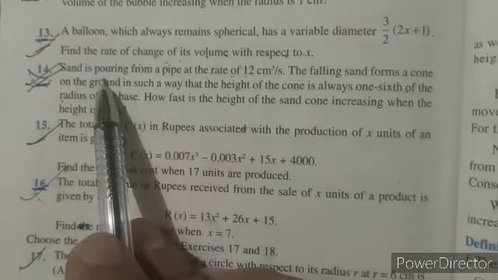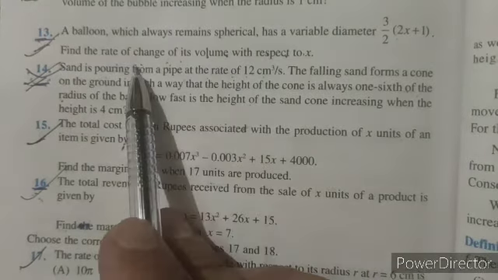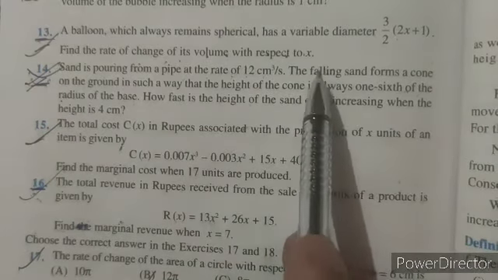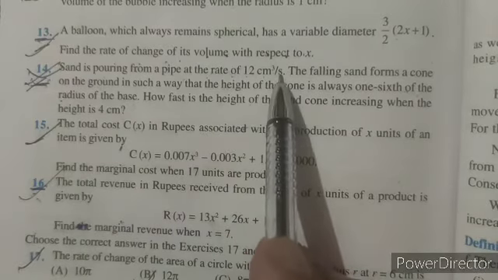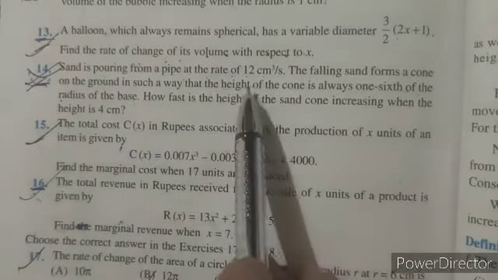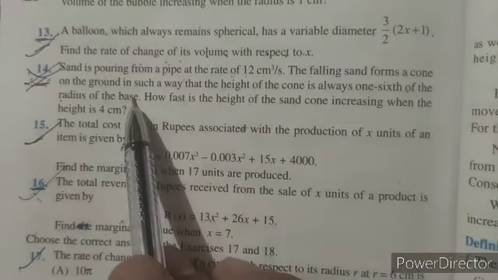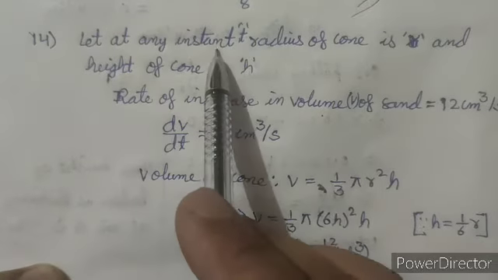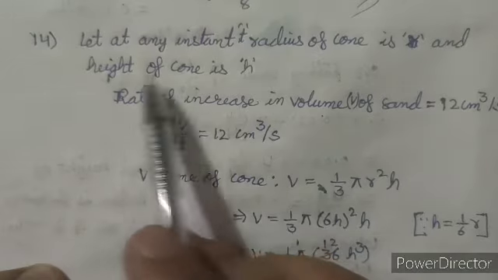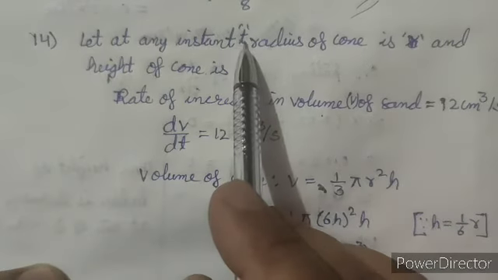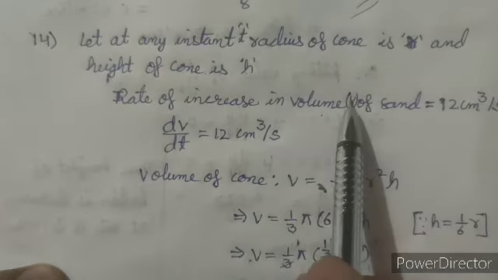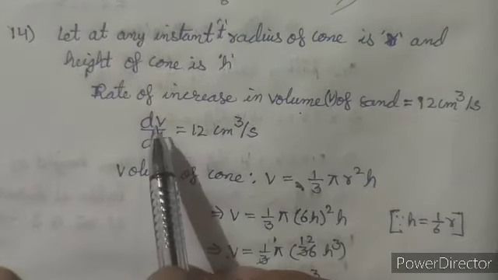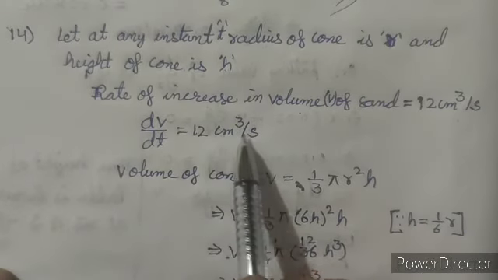Now here the rate of increase in the volume of sand is given to us, and that is making a cone. That means the rate of increase in the volume of the cone is 12 centimeter cube per second, and the relation between height of the cone and the radius of the base of the cone is given to us. So on taking radius of the cone r and height of the cone as h at any instant t, the rate of increase in volume V of the sand is given to us 12 centimeter cube per second. That means dV by dt is equal to 12 centimeter cube per second.